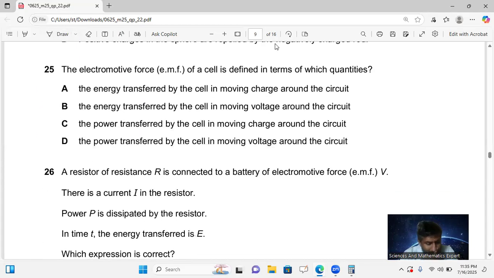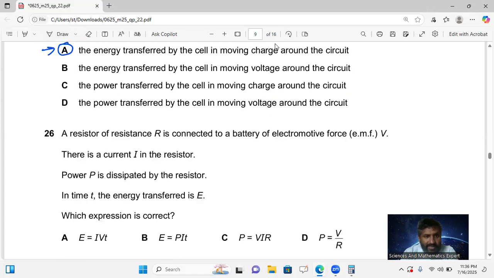After that, he is saying the electromotive force of a cell is defined in terms of which quantity? The energy transferred by the cell in moving charge around the circuit. Yeah, that's fine. The energy transferred by the cell in moving charge around the circuit. Yeah, it's fine.